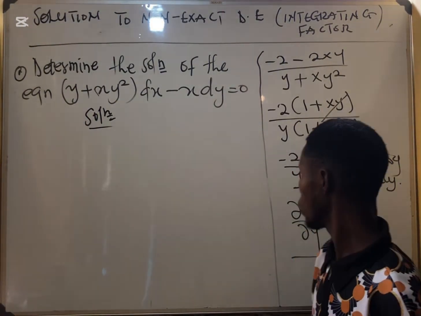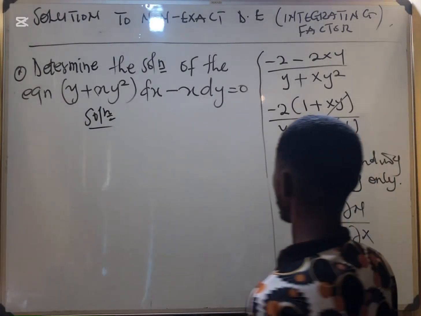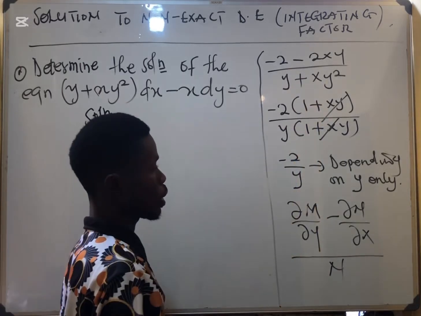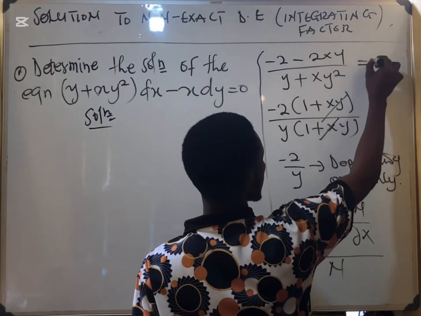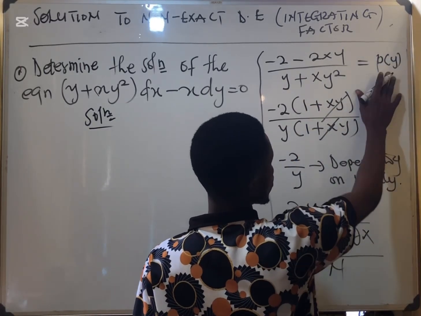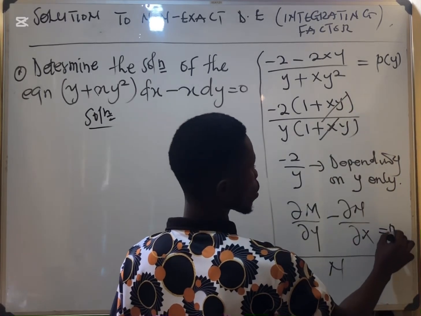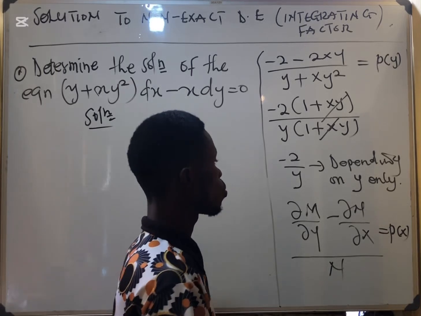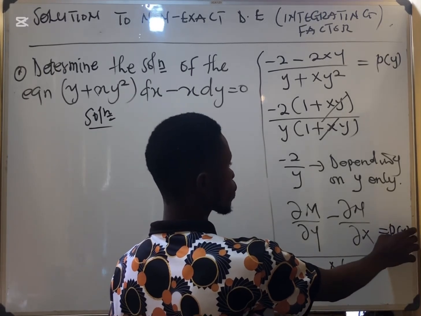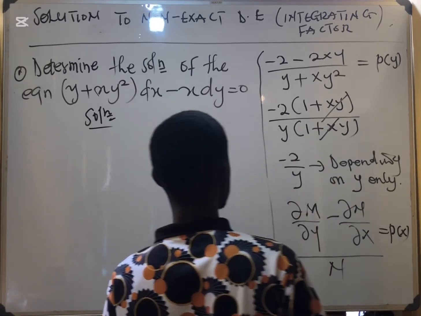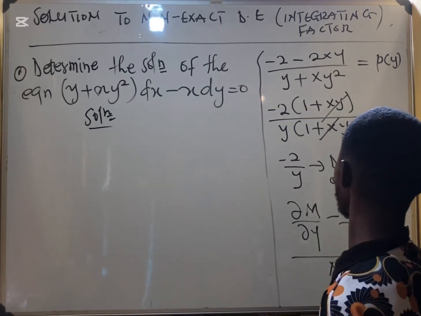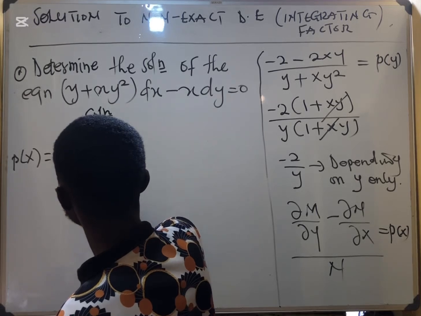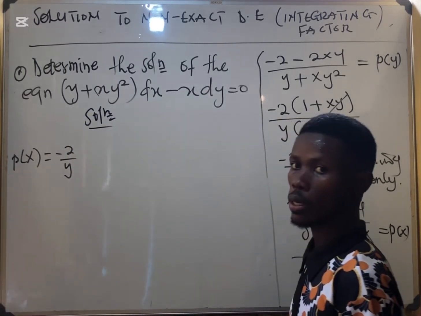At this point, remember the formula that I wrote to do the substitution. This one is y only, so in terms of it will be P of y. This is x only, so in terms of it will be P of x. If you have watched the previous video, you will see that. So what we have here, once it depends on y only, we can say that P of y equals -2 over y.